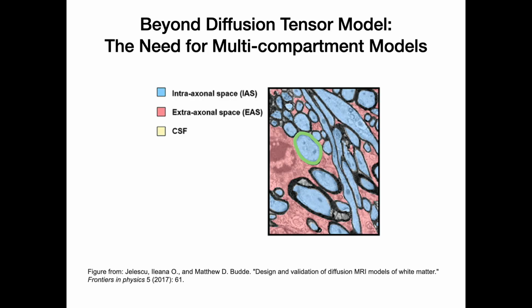The difficulty with interpreting measures such as FA and MD is that brain tissue is far more complex than what a simple diffusion tensor model can capture. Water diffuses in several distinct environments within a voxel, each with its own diffusion properties and signal characteristics. At the most basic level, we can distinguish between the intracellular or axonal space, the extracellular space close to the axons, and the water that is away from the axon boundaries and can diffuse freely.